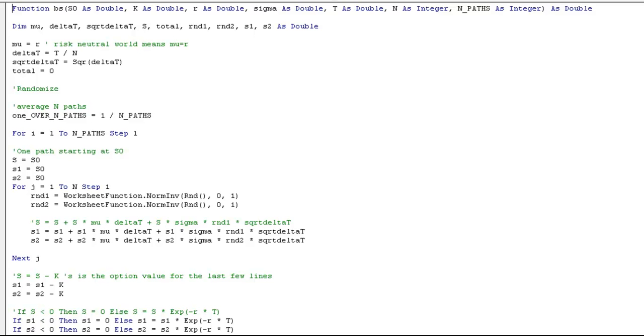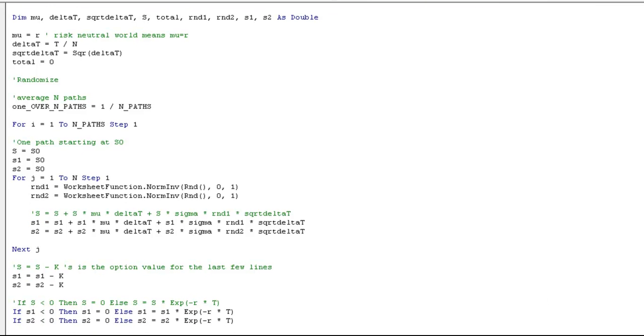So the total is equal to S1 divided by n path. Since we're going to end up with n path different S1s, in each of the different simulations we get an S1. But since we simulated n path times, we'll end up with n path different S1s. So on average, it's going to be the sum of all the S1s we get, divided by n path. And again, I set 1 over n path equal to 1 divided by n path, so that I don't have to do the division again and again. It's a habit of not doing excess work.